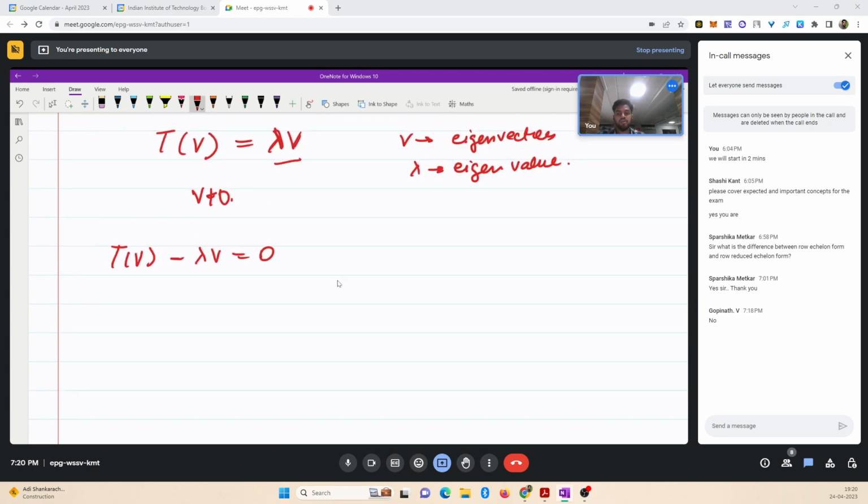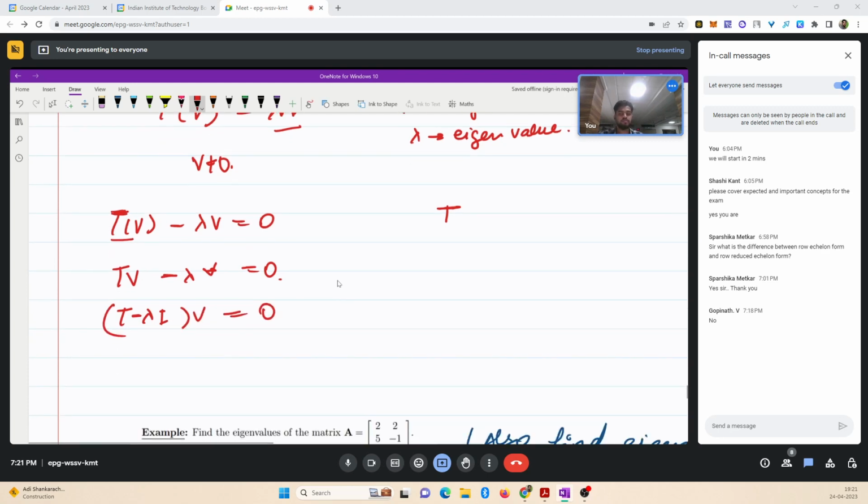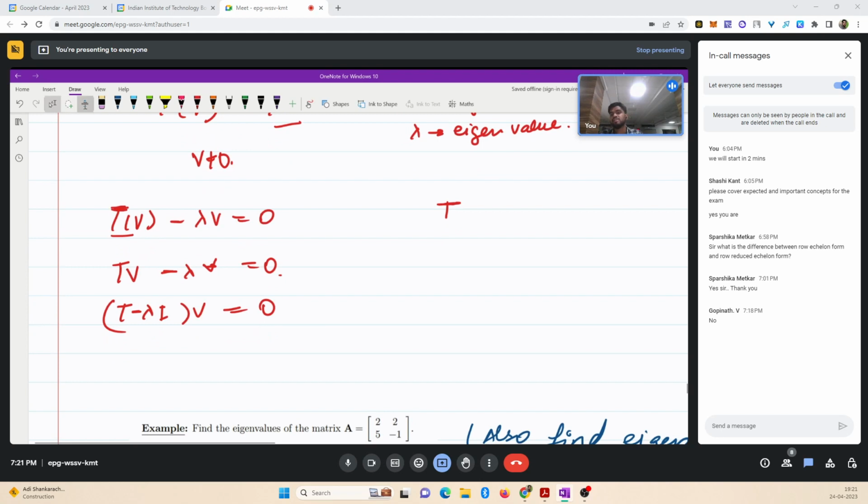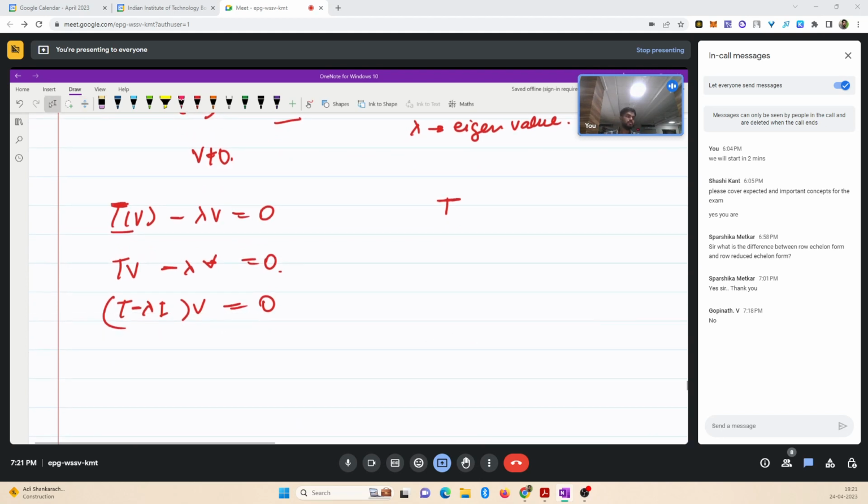Now T of v is nothing but, let's say we have some matrix representation for T, call it T, then Tv minus lambda v is 0. Okay, then (T minus lambda I) times v is 0. Now as I said, I want my v to be non-zero. When can I get this to be non-zero?